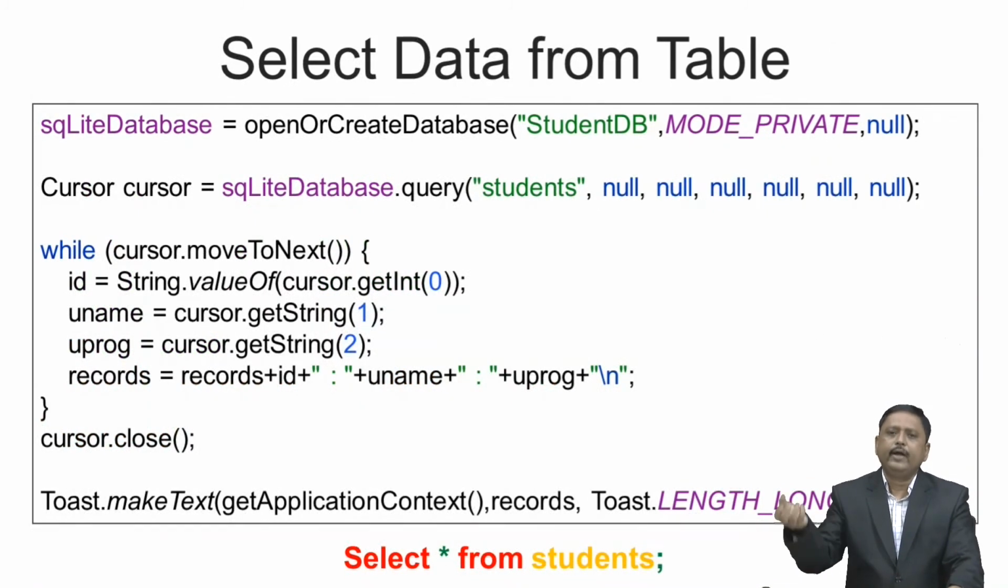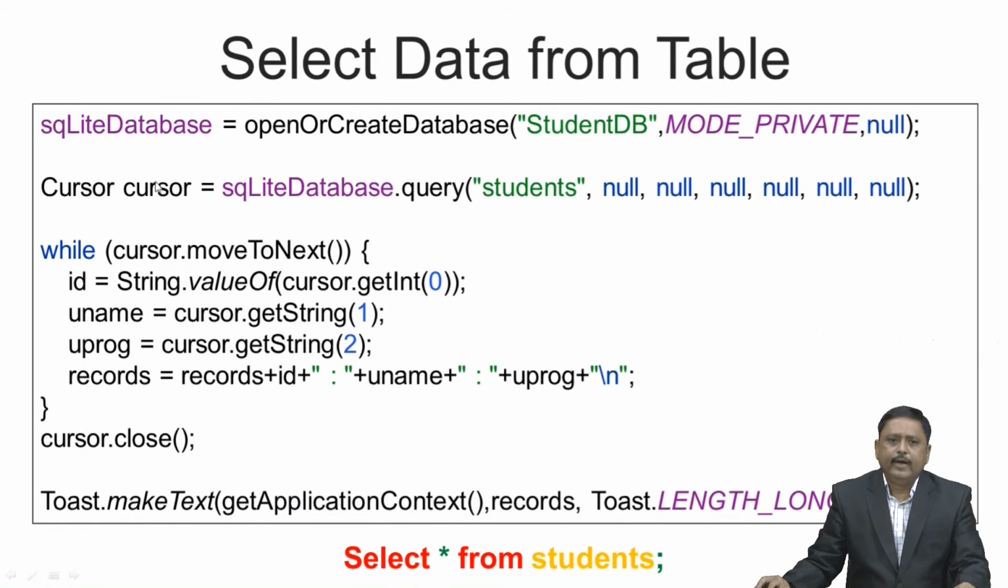The next is to retrieve data from the table. For that we can write a query statement. Here I open or create that database, and then we write the query method, and the first argument is the table name; all the rest of the arguments are null. It means I don't want to filter data, I want to retrieve all the records and all the columns. There is no selection criteria, there is no group by, there is no having clause, there is no order by.